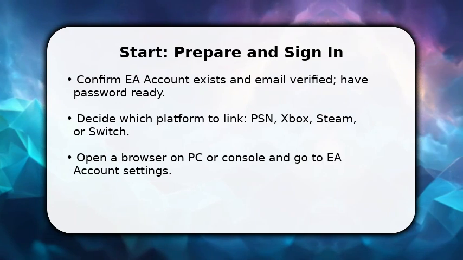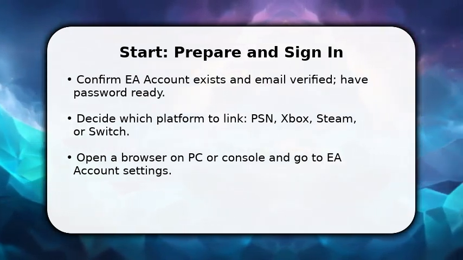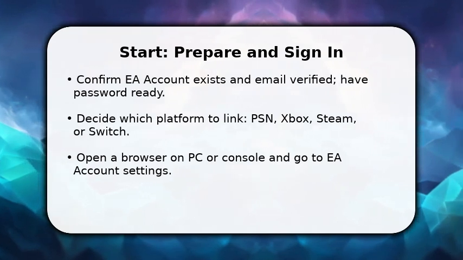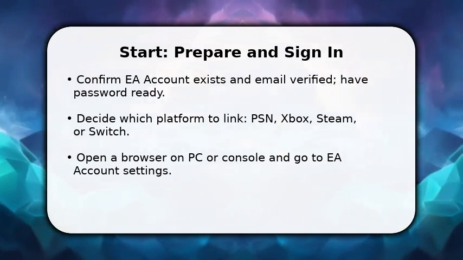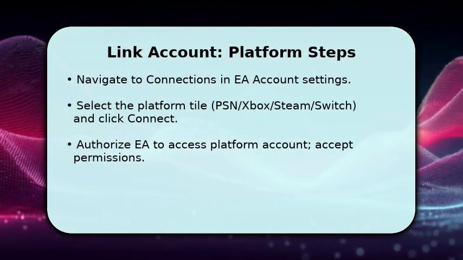account credentials handy. Now open a browser on your PC or use the console web view and navigate to account settings. This gets you straight to the connections area where linking starts. You should now be in Connections. Click the platform tile you chose and select Connect.